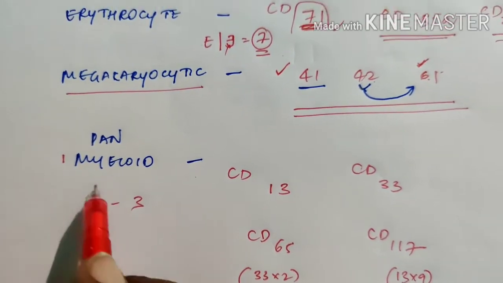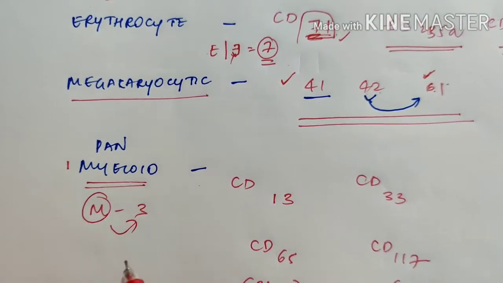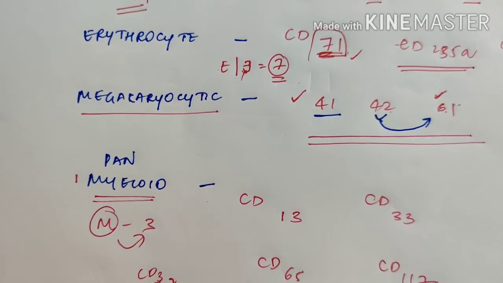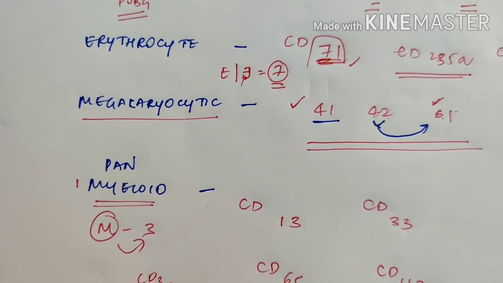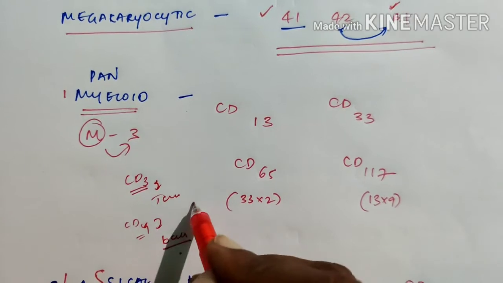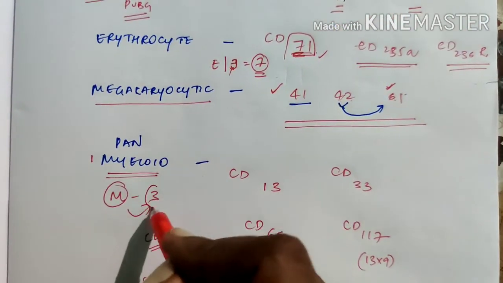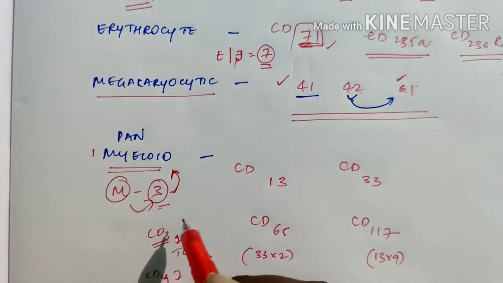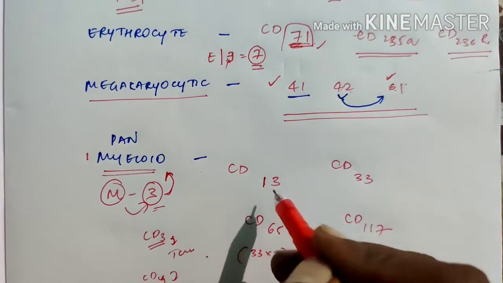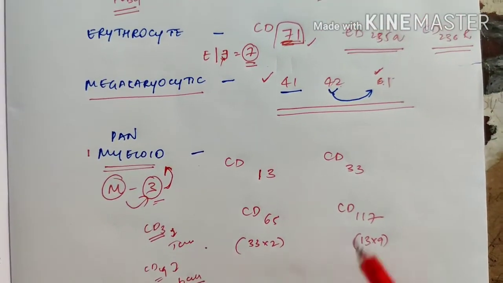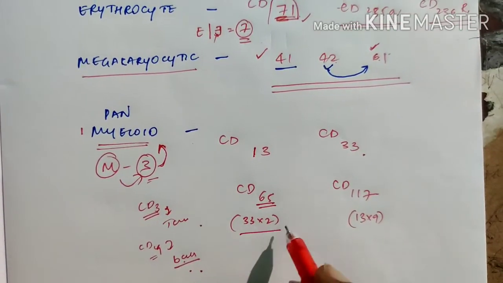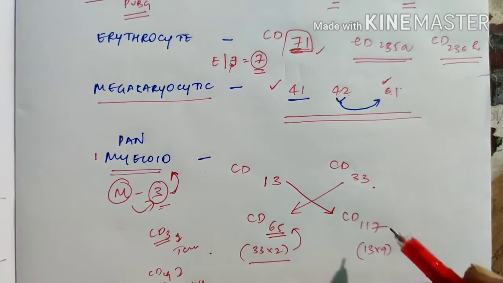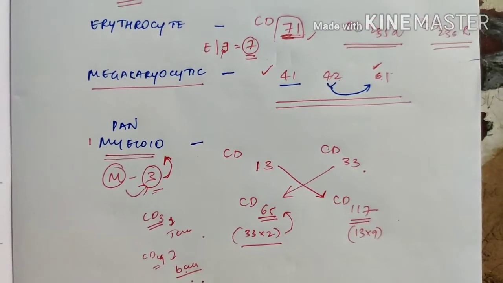Then there lies the pan-myeloid marker. M means 3. You know that CD3 is for T cell. CD19 is for B cell. Same like that. 3 is for myeloid cells. Not CD3. You just remember, add 1 to it. CD13, CD33. 33 2s are 66. So 65. Nearly 65 is also a myeloid marker. 39s is 117. This is how you remember the pan-myeloid markers.